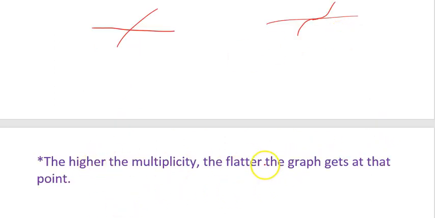I do have another statement here that you need to remember, and that's that the higher the multiplicity is, the flatter the graph is going to get at that point. So on this odd one here, if it was a multiplicity of 5 or something like that, it would get really flat right there. It also happens in the evens. So if you have multiplicity 4, multiplicity 6, multiplicity 8, you'll have the graph bouncing off, but getting almost flat at the bottom there. That's how the graph shows that it's counting more than once.